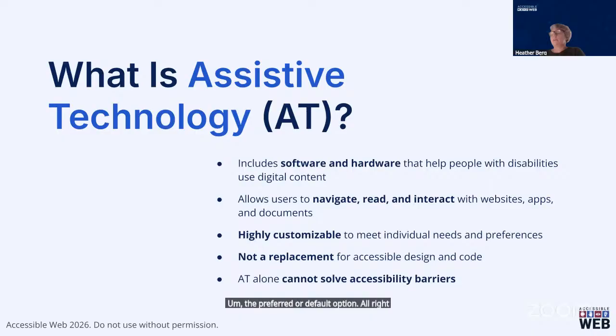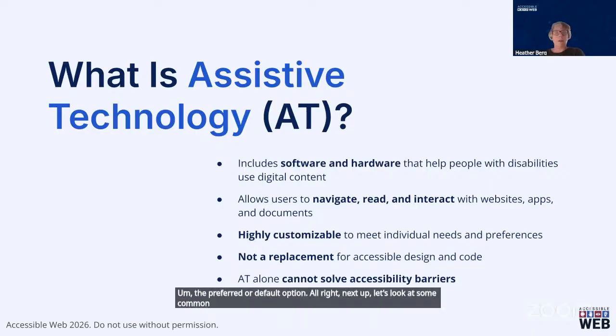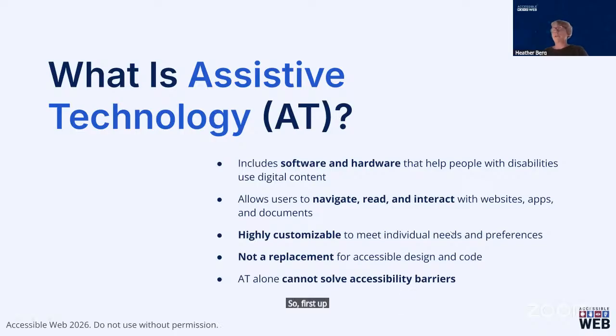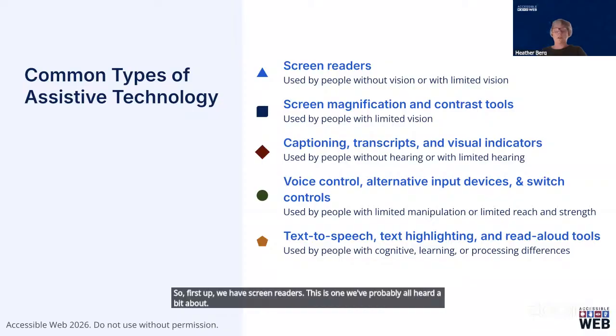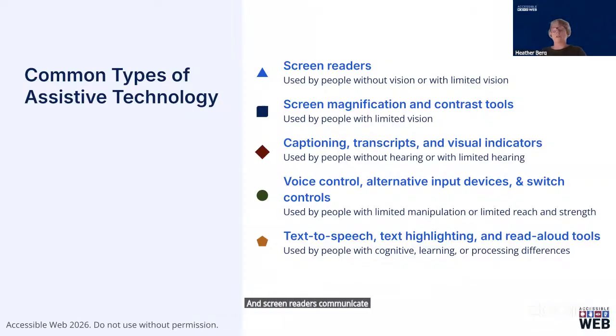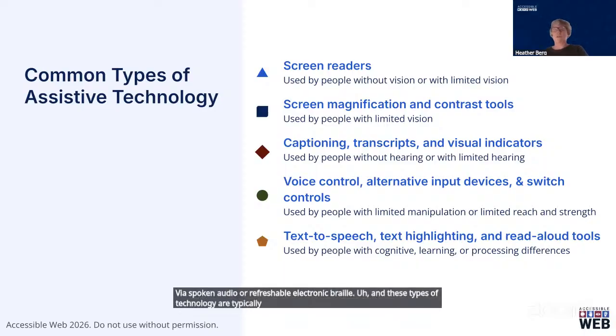All right, next up, let's look at some common types of assistive tech and who we might find using them. So first up, we have screen readers. This is one we've probably all heard a bit about. And screen readers communicate visual information on a screen via spoken audio or refreshable electronic braille. And these types of technology are typically used by people without vision or with limited vision.